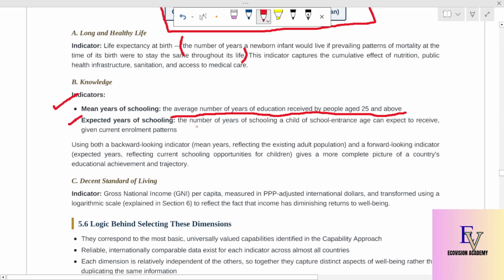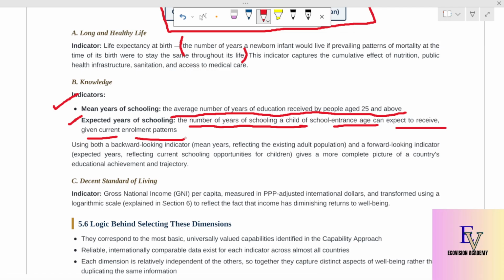Expected years of schooling basically means the number of years of schooling a child of school entrance age can expect to receive given current enrollment patterns. Suppose there is an enrollment pattern for the last 5 years: 20 students, 30 students, 50 students. So what is the expected years of schooling? A child who is just starting school right now, what can be his or her expected years of schooling, for how many years is he going to continue his studies and all that.